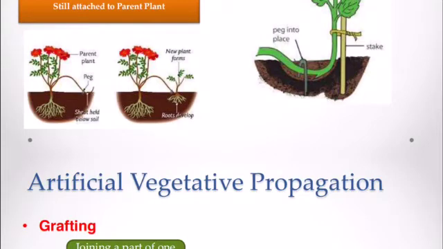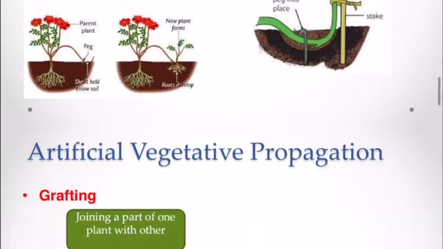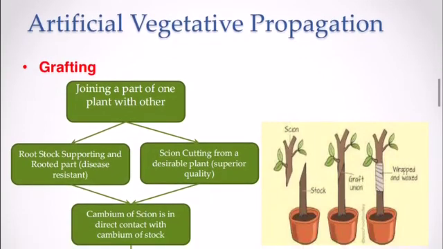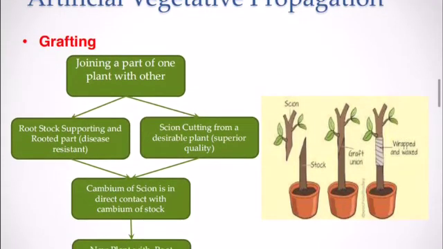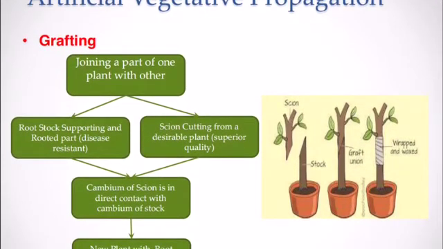Okay. Next method of vegetative propagation is grafting. Now in grafting, what is done? Grafting is a method in which parts of two plants are joined in such a way. See, there are two parts of the plant. In the figure I will show you. There are two parts of the plant. One is the scion and another is the stock.